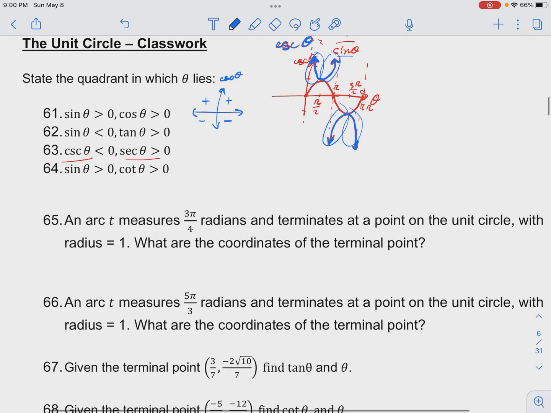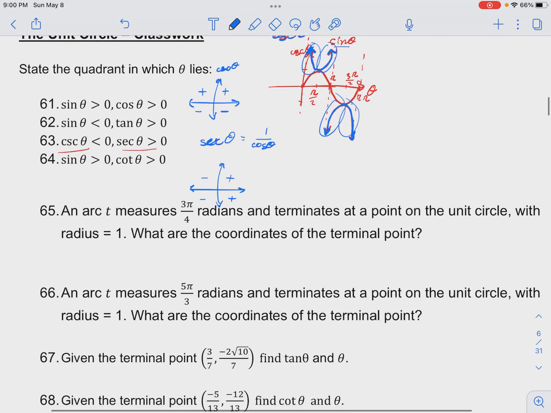And the same can be said about cosine of theta. So when we have our secant graph, secant of theta as 1 over cosine of theta, our sign chart for cosine of theta and secant of theta is going to be pretty much identical. So that means that we have positive in the first quadrant, then negative, negative, and then positive.